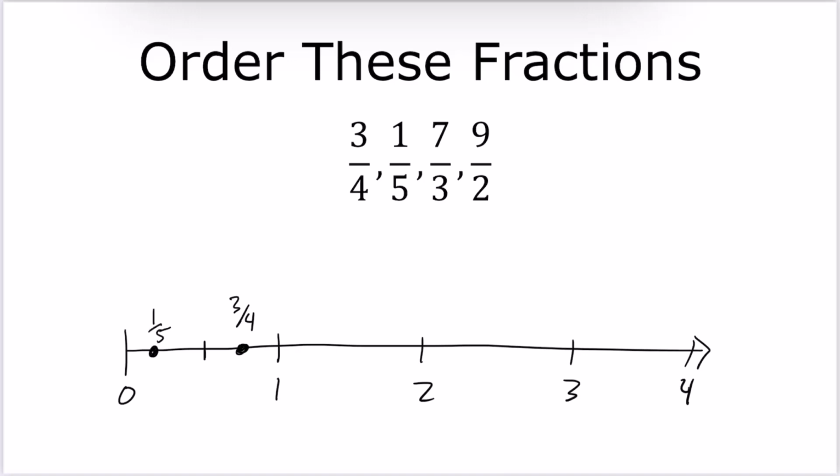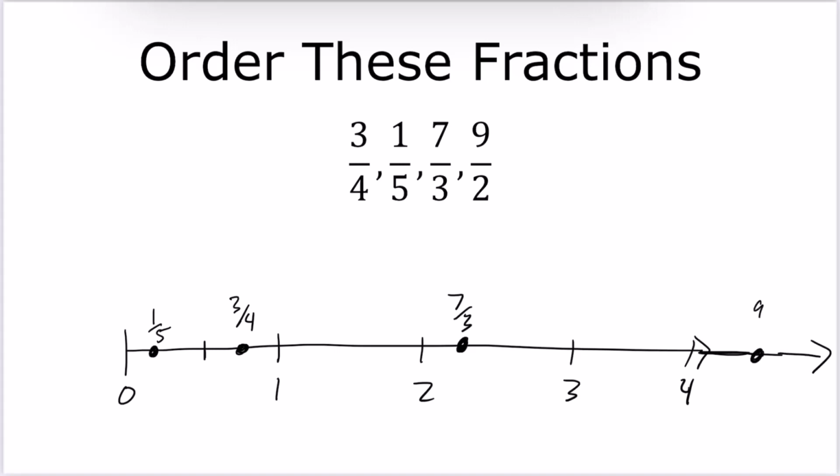And then 7/3 is greater than the number 1, and it's also greater than the number 2. So 7/3 is going to be about right here. And 9/2 is greater than 1, greater than 2, greater than 3, and greater than 4, because the number 4 is 8/2, and 9/2 is greater than that. So 9/2 is actually going to be even further up on my number line, about right here.